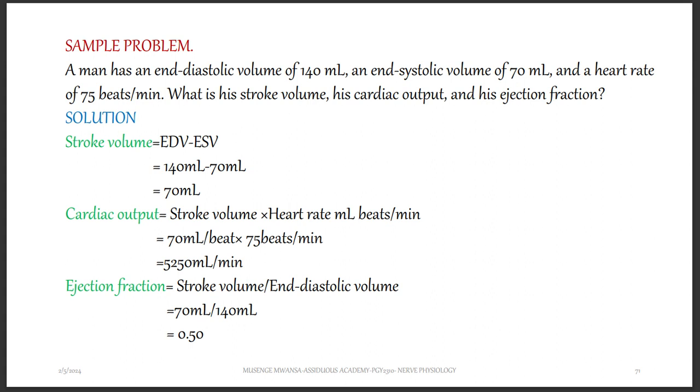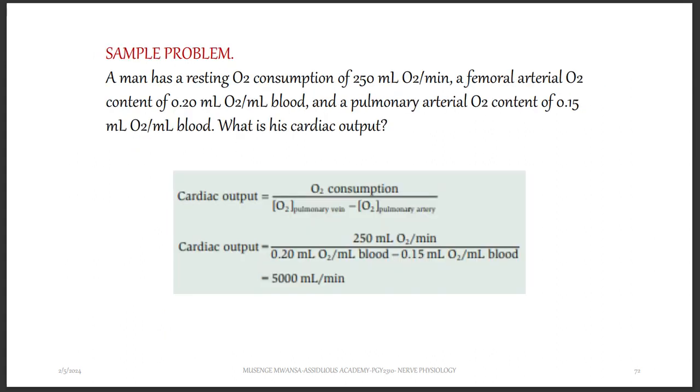So that is going to give us 5,250 mils per minute being pumped, which is also 5.2 liters per minute. So that's how much blood is being pumped. Ejection fraction will be given by the stroke volume, how much blood has been pumped out of the heart, divided by how much blood was in the heart when the heart was relaxed. So that is 70 over 140, and that will be 0.5.